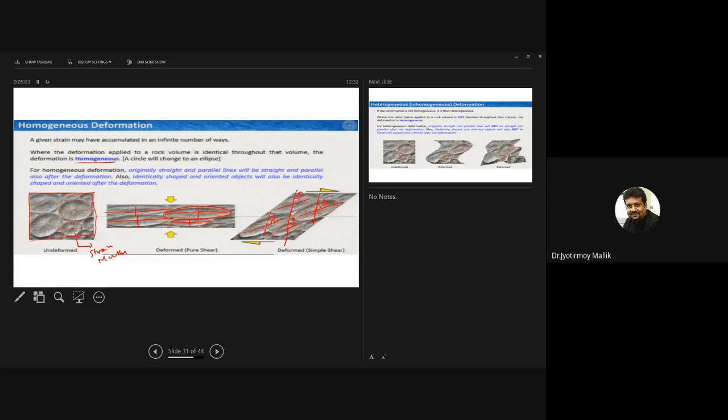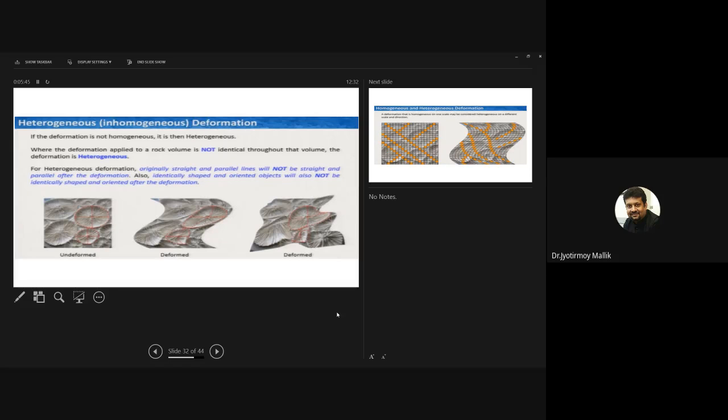There is a formal definition of homogeneous deformation. For homogeneous deformation, original straight and parallel lines will be straight and parallel also after deformation. Also, identically shaped and oriented objects will also be identically shaped and oriented after the deformation. So this is how we define homogeneous deformation. In a nutshell, whatever the deformation is, be it pure shear, simple shear, or any other sort of deformation that we will study later on, at every part of the object the deformation is the same.